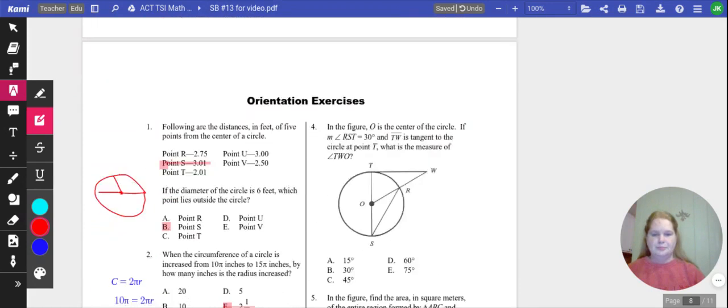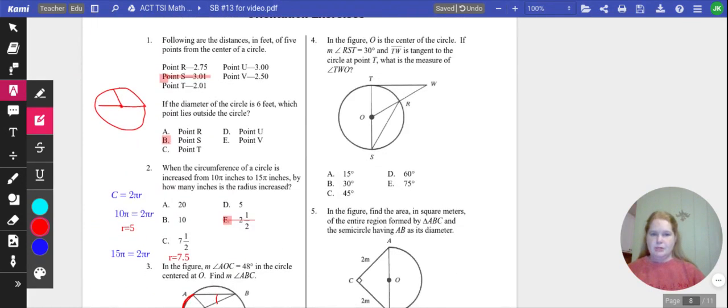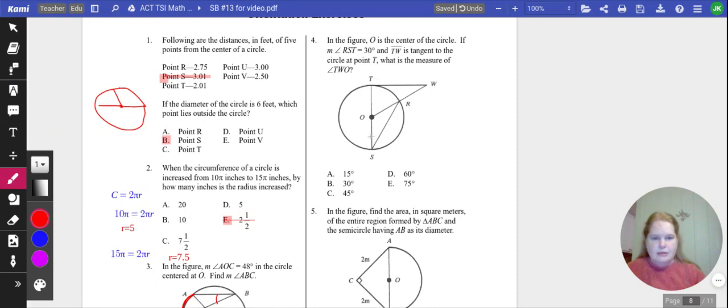All right, number 4. Now we've got this picture. O is the center of the circle. RST down here is 30 degrees. So this guy is 30 degrees. And TW is tangent to the circle at T. That means he's a right angle, by the way, guys. When you have a tangent to the circle, it is a right angle. And we want to know the measure of TWO.